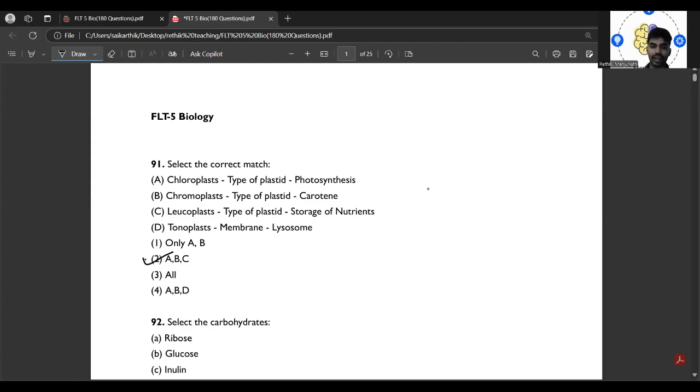Next, whereas the D one, the tonoplast, is a membrane, that is correct, but it is not lysosomes, rather it is vacuoles, right?